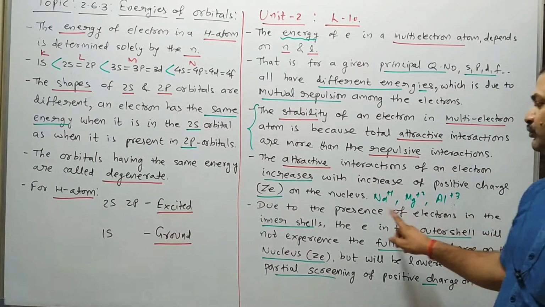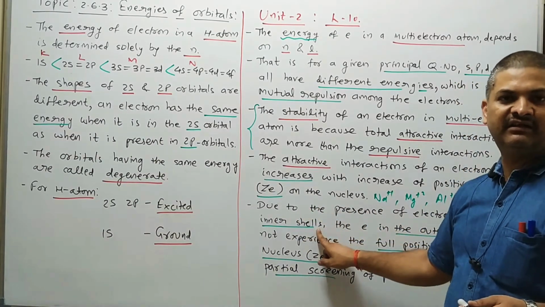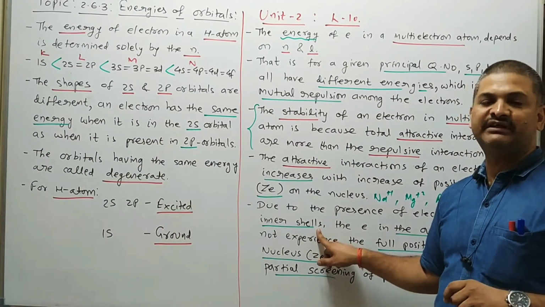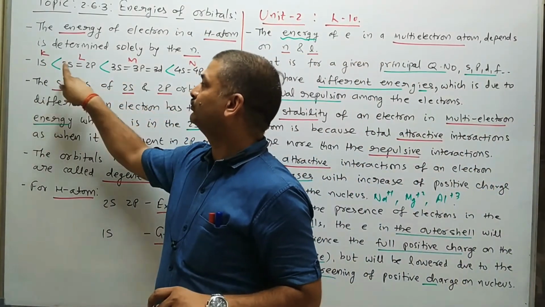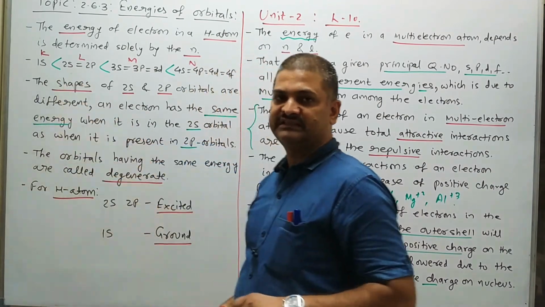Clear? Now next one: due to the presence of electrons in the inner shell, actually 2 different types of shells are there. One is inner and second one is outer. जैसे ये मैं lithium का लिखूं, तो lithium मतलब 1s2, 2s1. So this is the inner shell and this one is the outer shell.